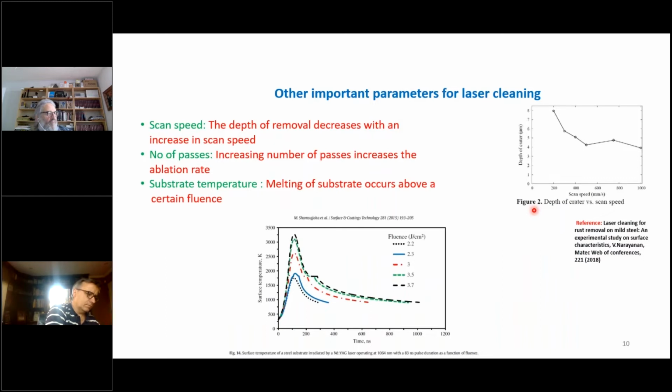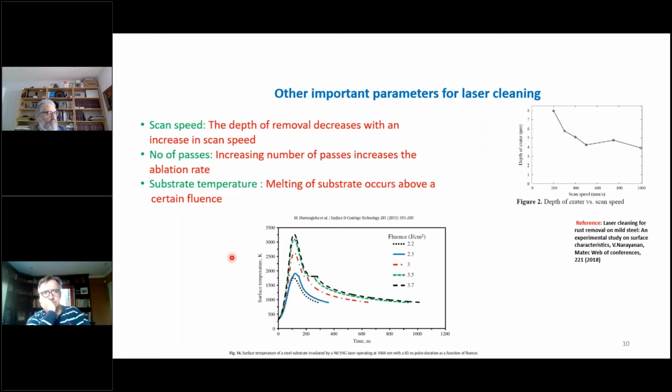And then there are also other important parameters for laser cleaning, which I took out of some papers. One of them is that depth of removal decreases with an increase in scan speed. And here's a paper that shows a graph that as the scan speed increases, the depth of a crater would decrease. And that's simply because the dwell time of the beam on the surface decreases. Number of passes would increase the ablation rate.